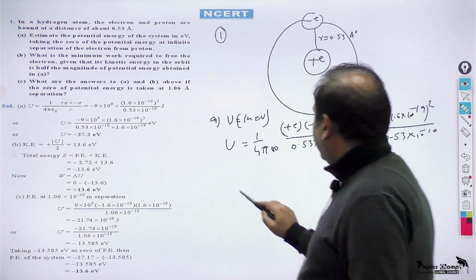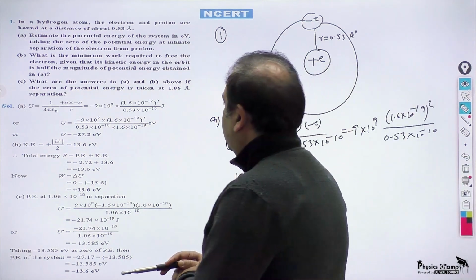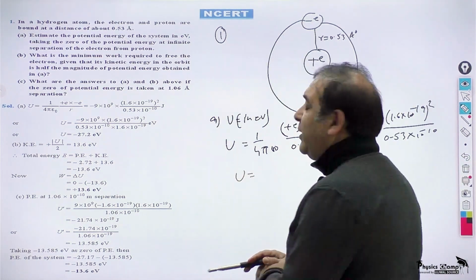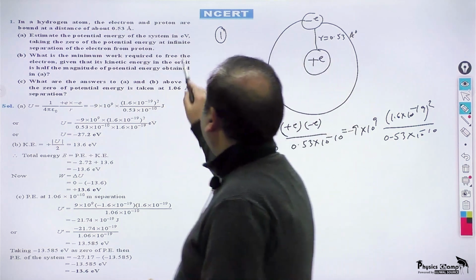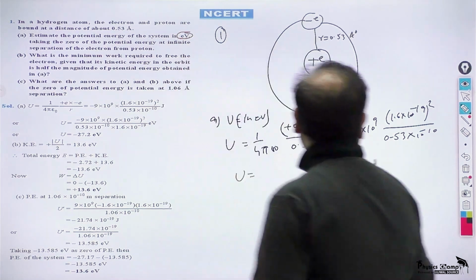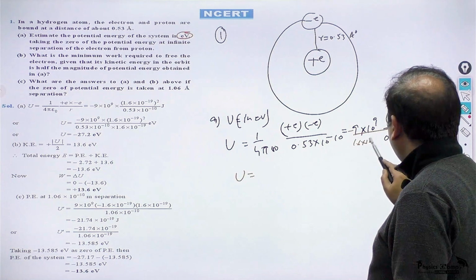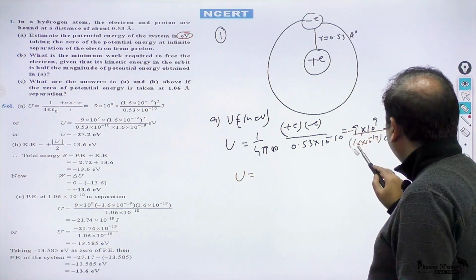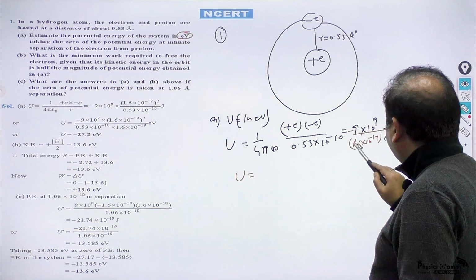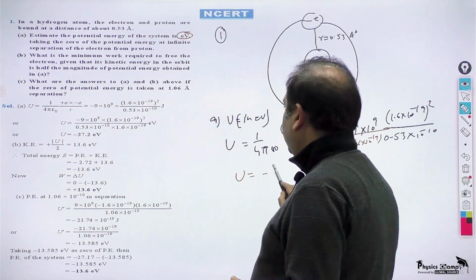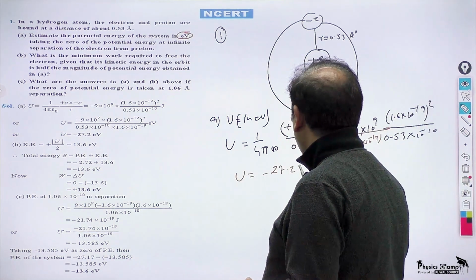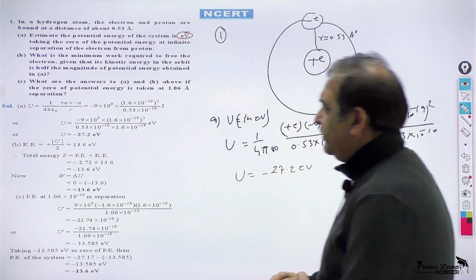So, electric potential energy, and if you want it in electron volt, then you should also divide it by 1.6 into 10 to the power minus 19 joule. So, you get electric potential energy as minus 27.2 electron volt from here.